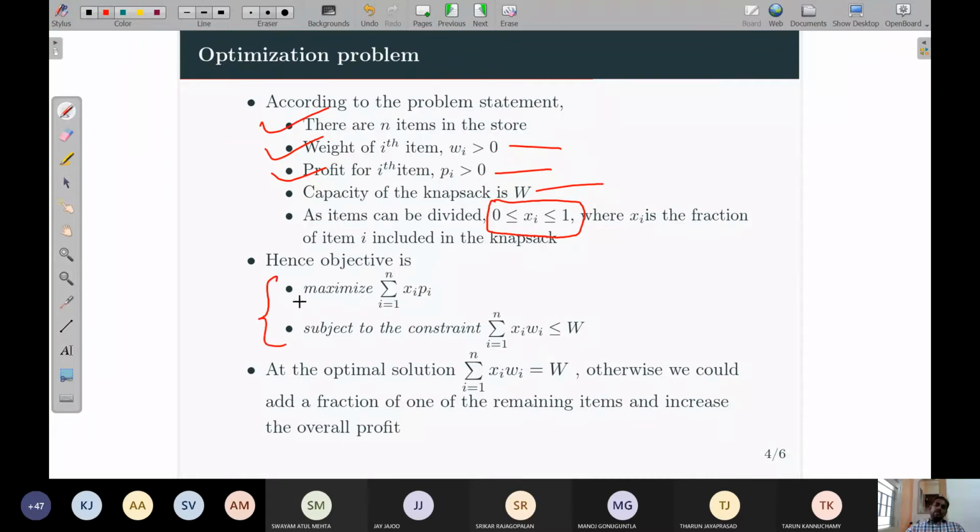And this we already saw. This is how the problem can be defined mathematically. Maximize this thing. At the optimal solution, this will be equal to W. Even though the constraint is less than or equal to W, it will be equal to W for the optimal solution, because wherever there is a small gap, we will include that much fraction of the next item. So it will always be equal to the capacity. This will not happen in the case of 0-1 knapsack.